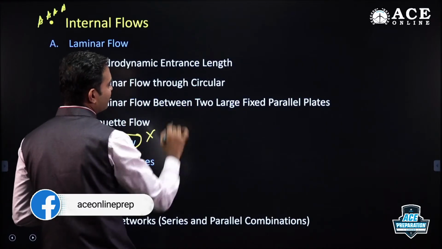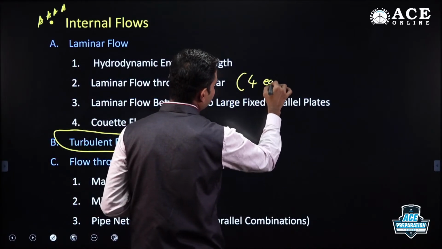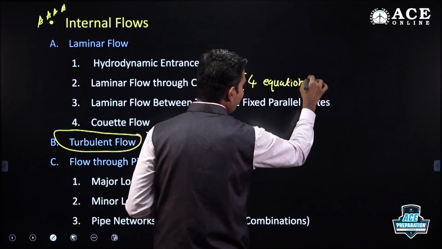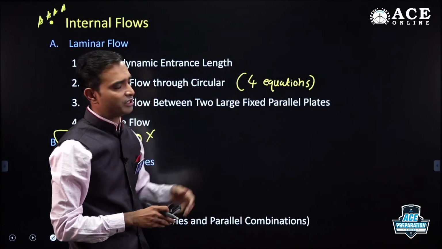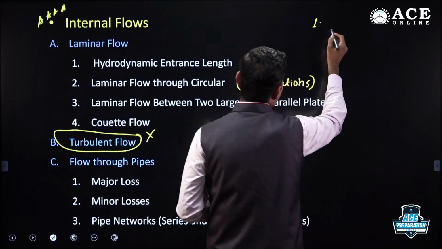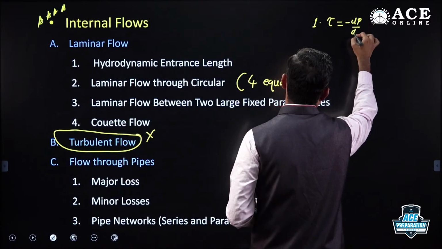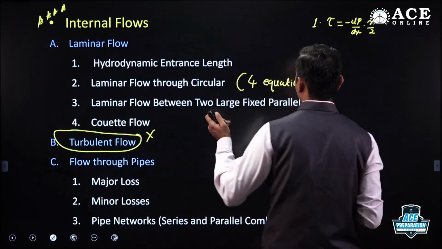For laminar flow through circular pipe, there are only 4 equations. Okay. So I remember only 4 equations. Based upon these 4 equations, I can solve any question. So these equations I am listing here. So for circular pipe, shear stress equation, tau equal to minus dp by dx into r by 2. Why I am listing this equation?